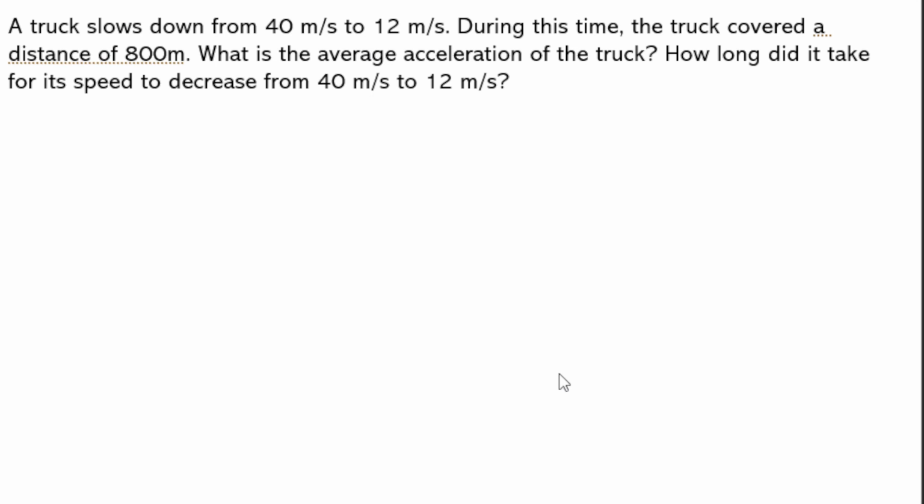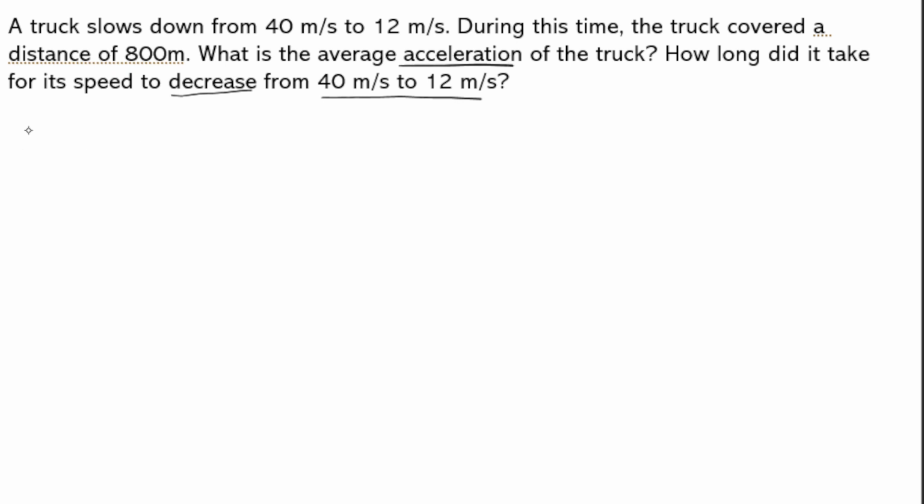A truck slows down from 40 meters per second to 12 meters per second. During this time, the truck covered a distance of 800 meters. What is the average acceleration of the truck? How long did it take for its speed to decrease from 40 meters per second to 12 meters per second? So we have to take note that we are talking about a decrease in speed at a given range. So first we are going to find the acceleration.